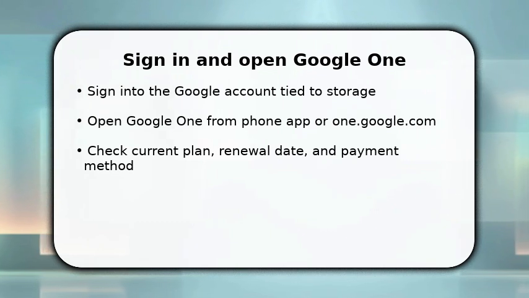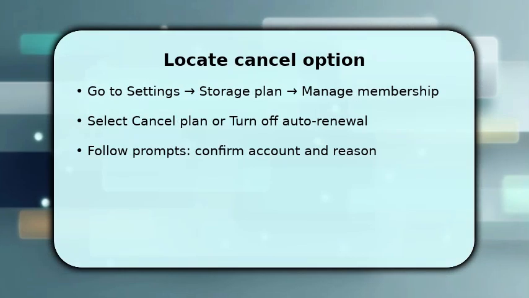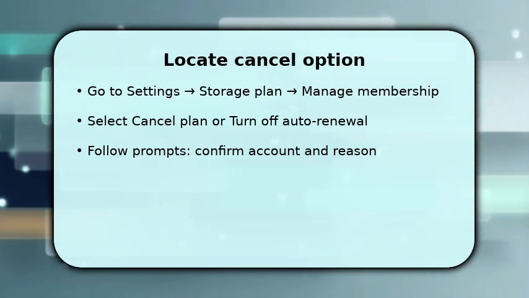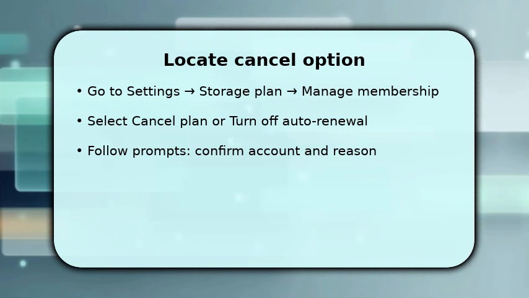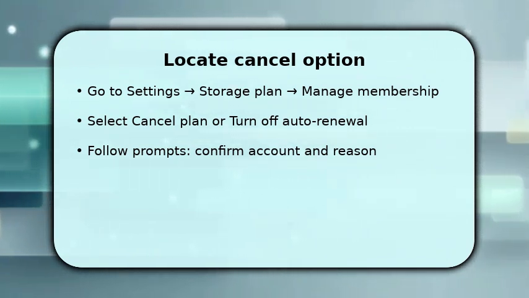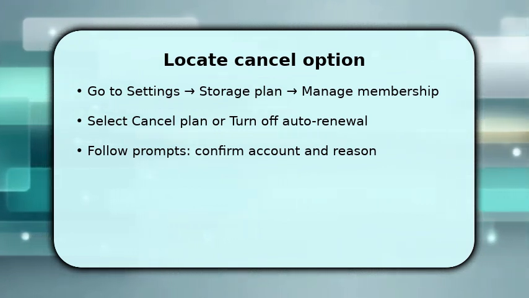Once you're in Google One, navigate to Settings, then Storage Plan, and tap Manage Membership so you see cancellation options. You'll either choose Cancel Plan or turn off Auto Renewal. Cancel removes the current paid benefits while stopping future charges. Follow the on-screen prompts. Google asks you to confirm your account and sometimes the cancellation reason, which helps them process refunds or credits. Be patient. The interface may ask you to reconfirm your password or authenticate.